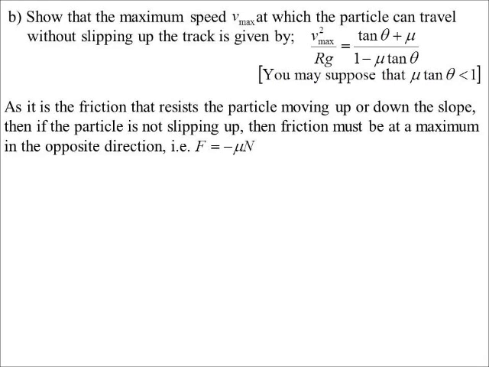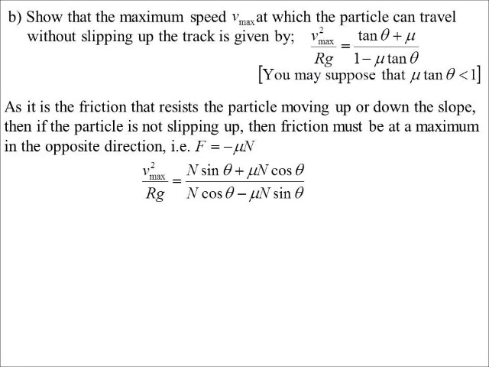So that's the only difference. Well, we just worked out v squared on Rg. All I'm going to do is, instead of using mu N for F, I'm going to use minus mu N. And if I sub that into what we just worked out, that's what we get. N sine theta plus mu N cos theta on N cos theta minus mu N sine theta.